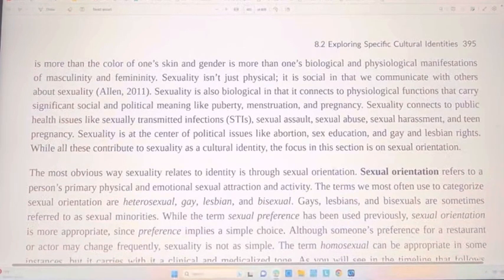Sexuality is also biological, in that it connects to physiological functions that carry significant social and political meaning, like puberty, menstruation, and pregnancy. Sexuality connects to public health issues like sexually transmitted infections, sexual assault, sexual abuse, sexual harassment, and teen pregnancy. Sexuality is at the center of political issues like abortion, sex education, and gay and lesbian rights. While all these contribute to sexuality as a cultural identity, the focus in this section is on sexual orientation.